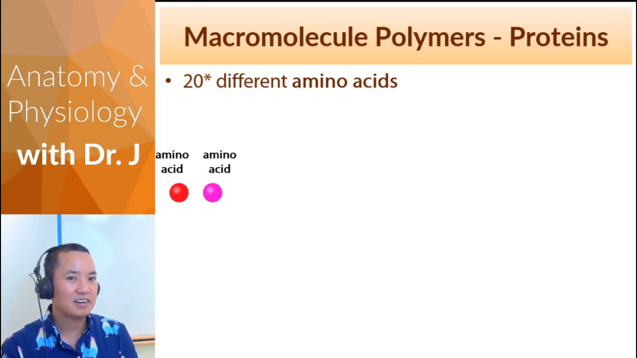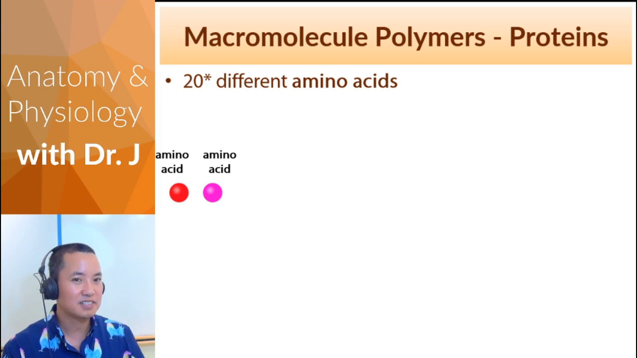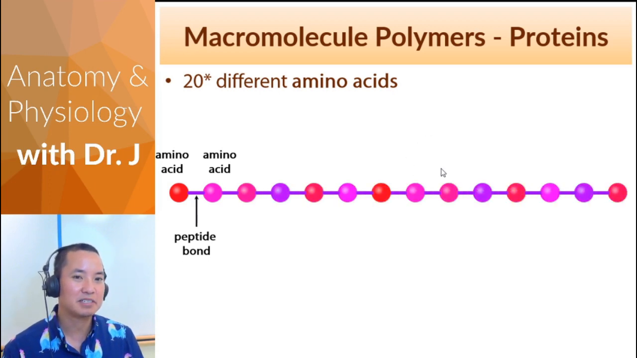There are rare and important, but also rarer amino acids that are more exotic. Don't worry about them for this class. Just for this class, know about the 20 basic amino acids that make proteins. So amino acids are linked together by peptide bonds. And what happens if you have many amino acids linked by many peptide bonds?